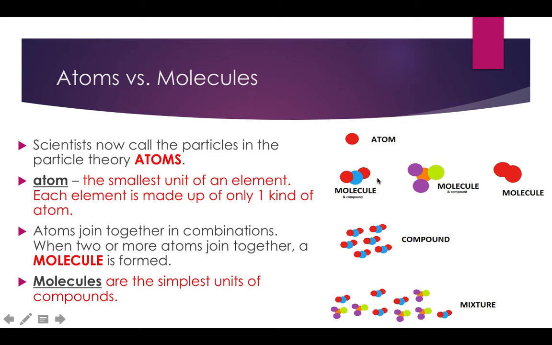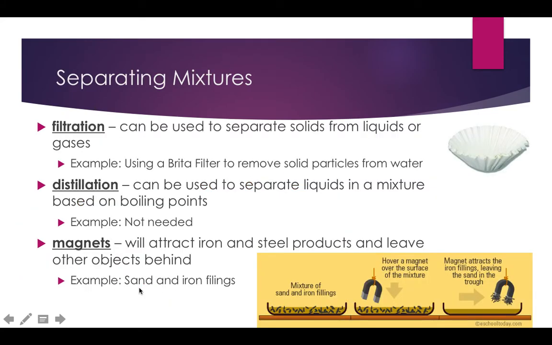And H2O isn't the only molecule. There are lots of different kinds of molecules. And when you combine lots of different molecules together, you can get compounds and mixtures. So molecules are when we have two or more compounds come together. So they're the simplest units of compounds. Sorry, molecules are when two or more atoms join together, I should say, not compounds. So atoms are as small as we get. Molecules are when we have two or more atoms coming together.